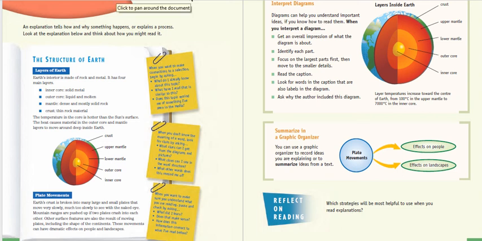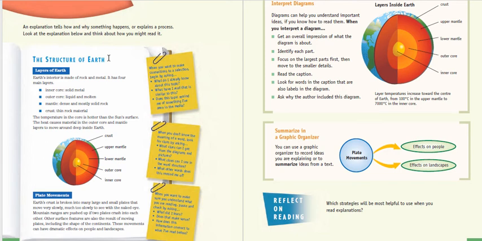On page 12 and 13, we're going to be looking at how to read an explanation. An explanation tells us how and why something happens or explains a process. Look at the explanation below, which is called the structures of the earth, and I want you to think about how you might read it.